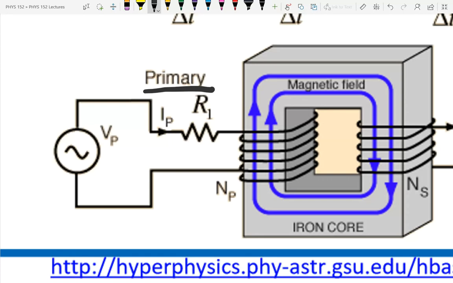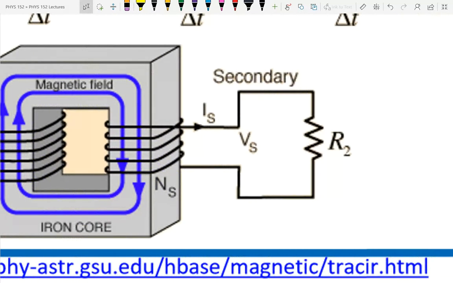It's oscillating, it's going up and down, up and down, up and down. So that's the primary side. On the secondary side, I have another coil, and all of the magnetic field created by the primary goes into the secondary. So in the secondary, I have the magnetic flux going up and down, up and down, up and down.